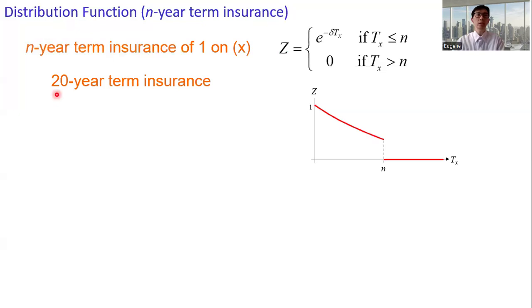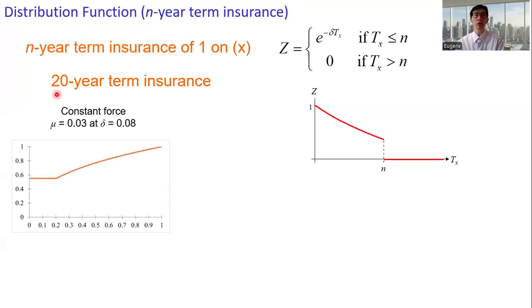Suppose n is 20. Consider the 20-year term insurance. For constant force of mortality, the maximum value of Z is still 1 when Tx equals 0. And then when Tx is greater than n, the individual survives beyond the n-year period. Z is 0. Therefore, there's a probability mass at Z equals 0.